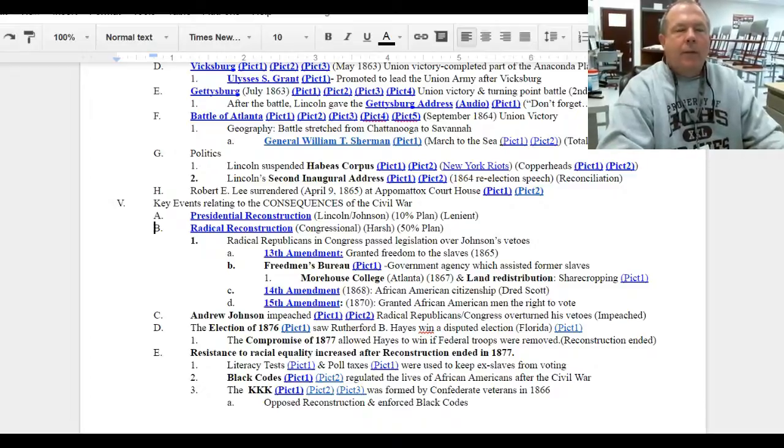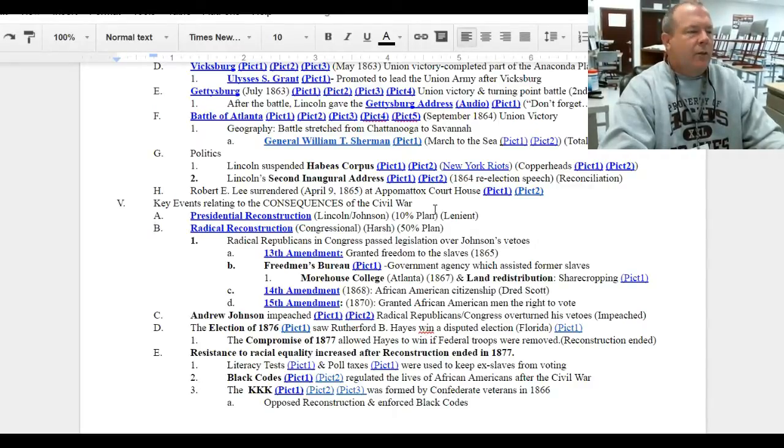Unit 5, Section 5, key events relating to the consequences of the war. What happened at the end of the war? Well, you have a period known as Reconstruction. Reconstruction is defined as rebuilding the South economically, socially, politically, and physically.